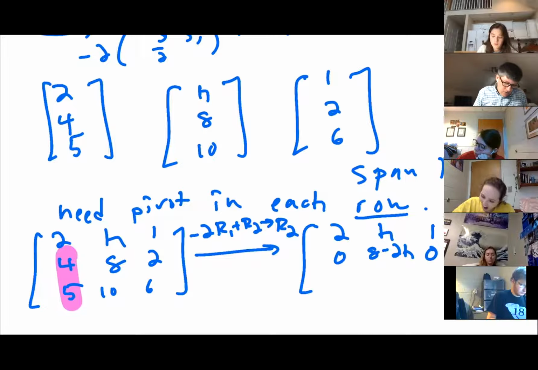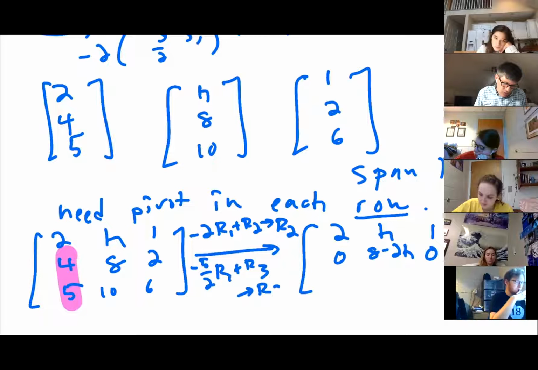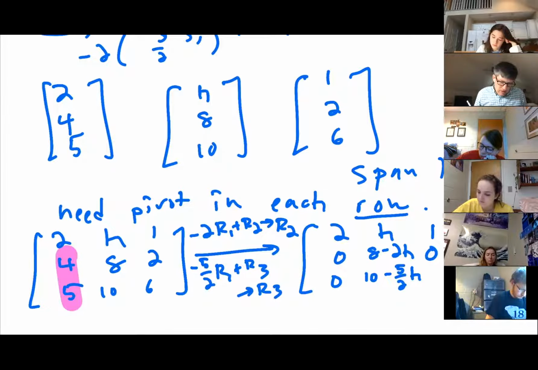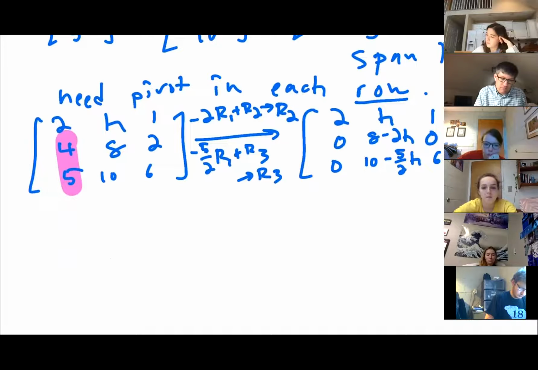Okay, the next one is awesome. It's -5/2 row 1 plus row 3 is my new row 3. So that's 10 minus 5/2 h, and whatever 6 minus 5 halves is. I don't feel like doing that. I'm just going to leave it like that. So 6 minus 5 halves. It's beautiful. Are we good so far?